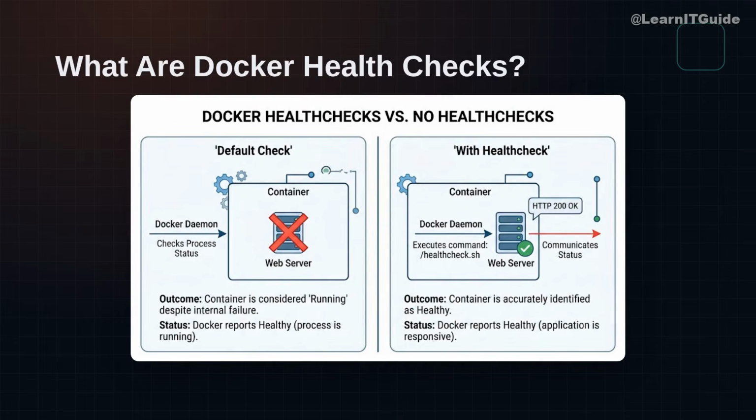So what are Docker health checks exactly? Imagine a shipping container on a cargo ship. Just because the container is sitting on the deck does not mean the goods inside are safe. The ship needs a sensor to check the temperature or humidity. Docker health checks are that sensor. By default, Docker only checks if the main process is alive. But if your web server crashes internally while the process stays running, Docker will not know. A health check command runs a script inside the container, like a curl request to your local API endpoint, to verify the application logic is actually responding.